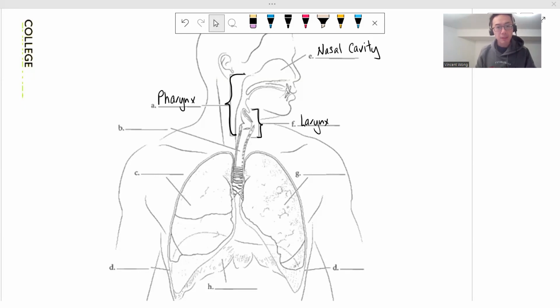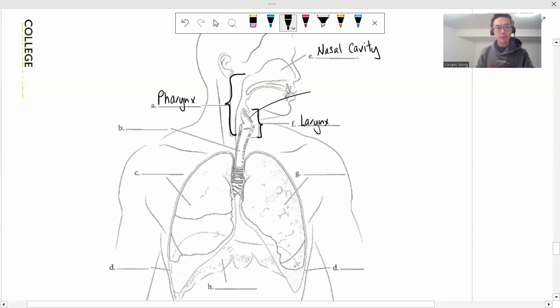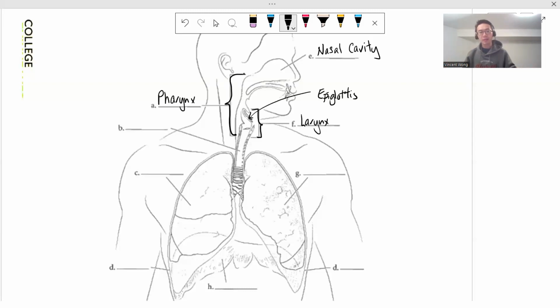I mean, you can't really see it. There's no label here, but anybody know what this thing is gonna be? What is this little structure right here? Epiglottis, yes, the epiglottis, which seals the larynx during swallowing. It's an elastic flap. We saw an X-ray video, right? Like what's going on when you swallow.